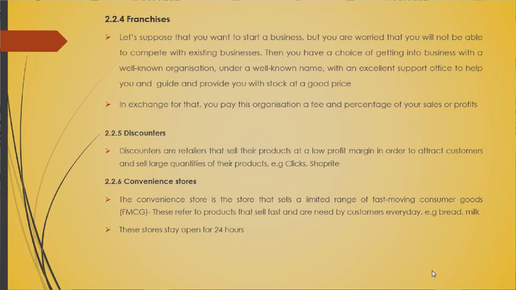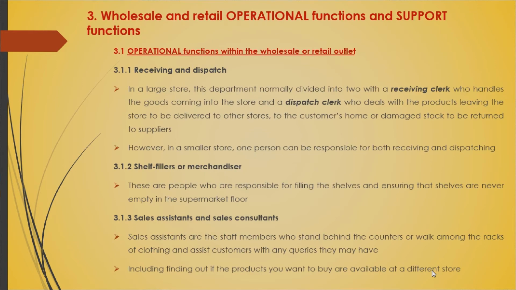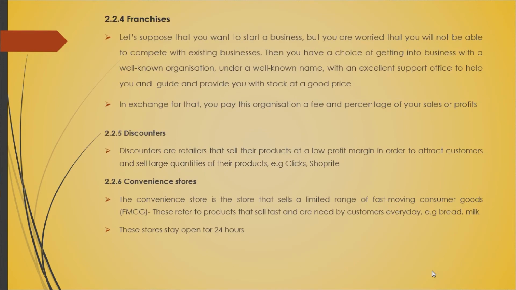The next category that we are going to look at is discounters. Discounters are basically retailers that sell their products at a low profit margin in order to attract as many customers as possible. And they sell large quantities of their products. Typical examples of that would be the likes of your Clicks as well as ShopRite. And the last category that we are going to look at is convenience stores. The convenience store is a store that sells a limited range of fast-moving consumer goods, which we normally refer to as the FMCG.